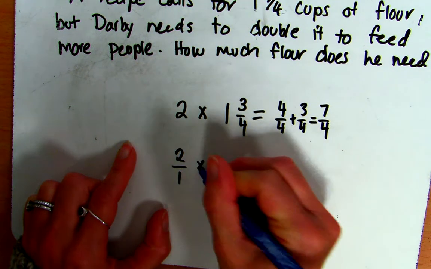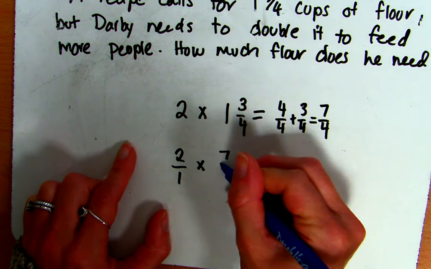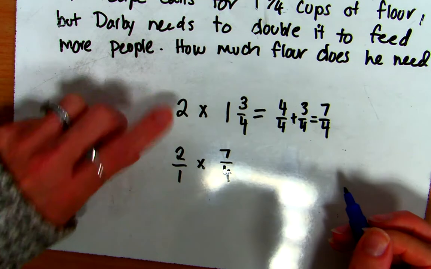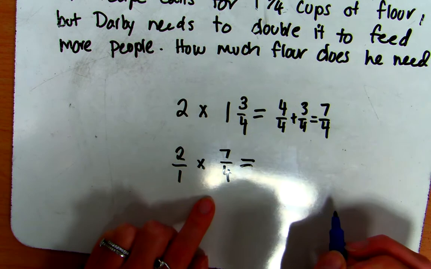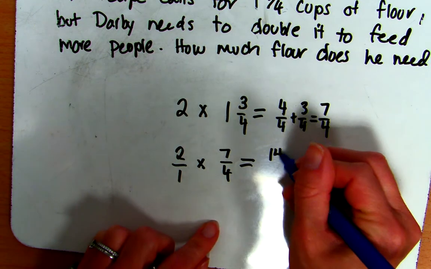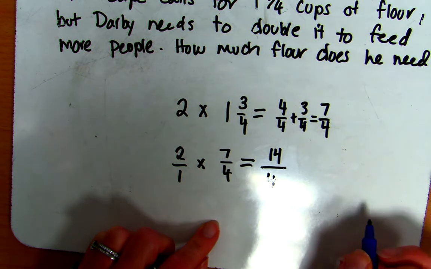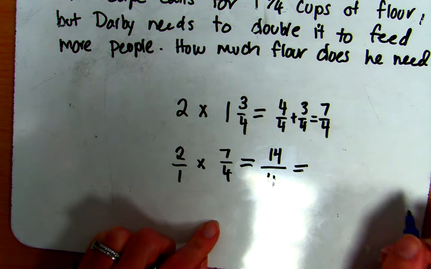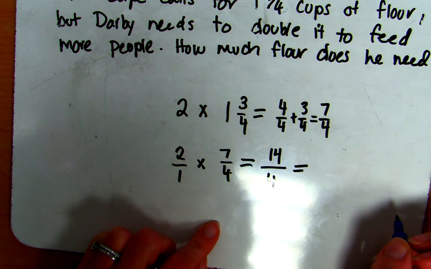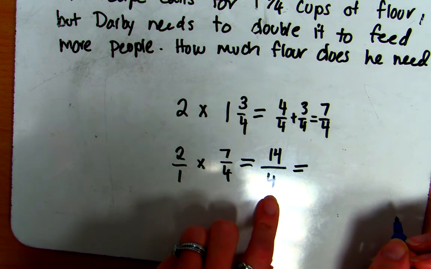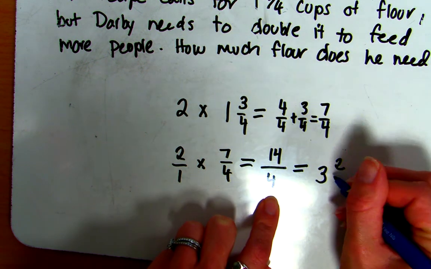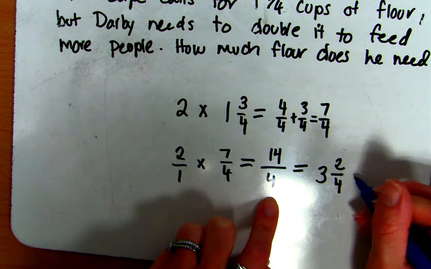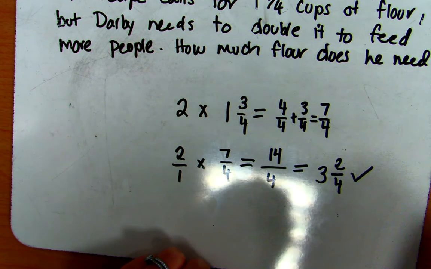So we can rewrite this problem as 2 over 1 times 7 over 4. Same exact problem, this is 2, and 1 3/4 is 7 fourths. Now, we can go ahead and multiply. 2 times 7 is 14, and 1 times 4 is 4, so 14 fourths. To change that back into a mixed number, you can ask yourself, how many groups of 4 fit into 14? Well, 3 do, and I would have 2 remaining, so 3 2/4. So check, our mathematical answer matches our model answer.